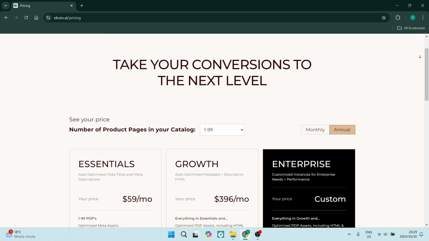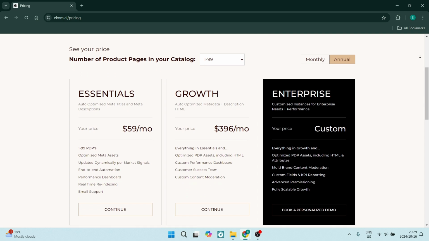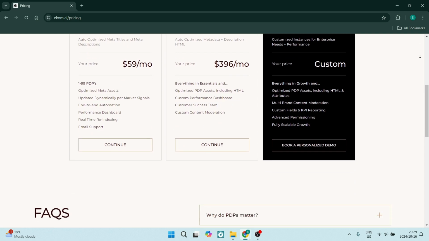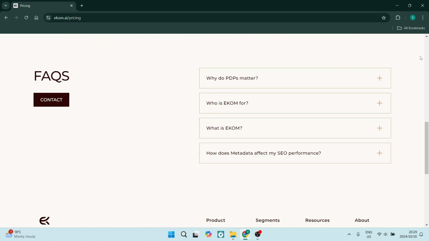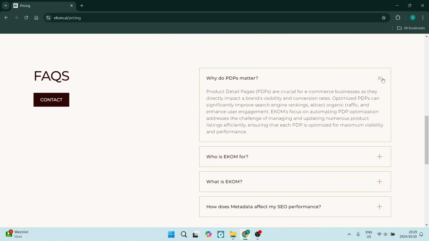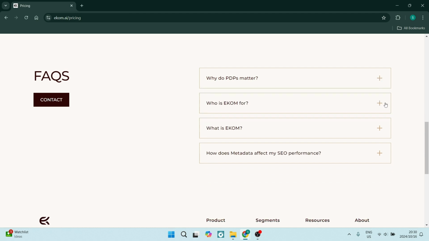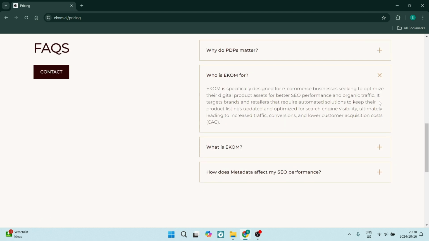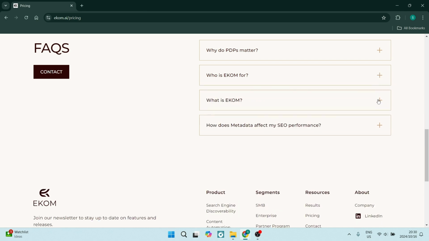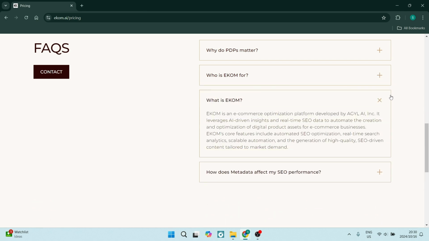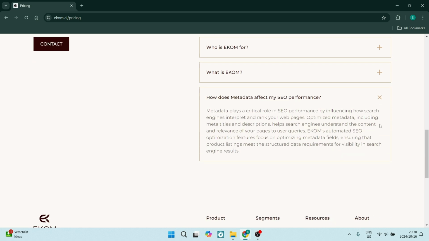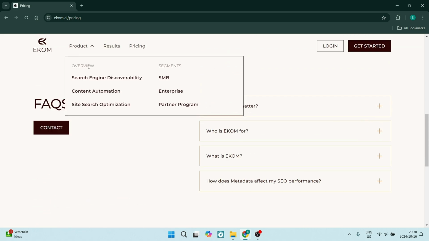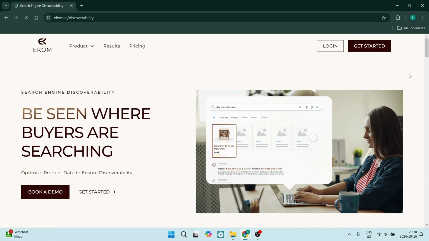So first thing is first, what exactly is EKOM? Well, EKOM stands for e-commerce knowledge and operations management. It is a comprehensive platform designed to streamline e-commerce processes, making it super easy for businesses to manage online operations super effectively. EKOM integrates various tools and services that help businesses optimize their online sales channels. From inventory management to customer relationship management, it really covers absolutely all bases.